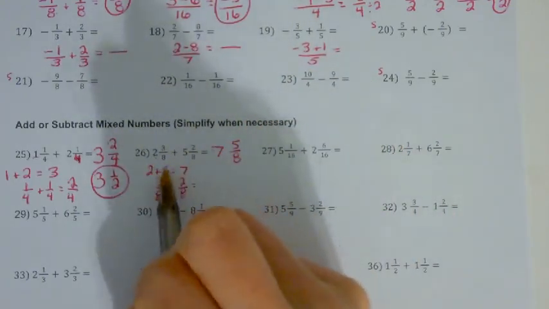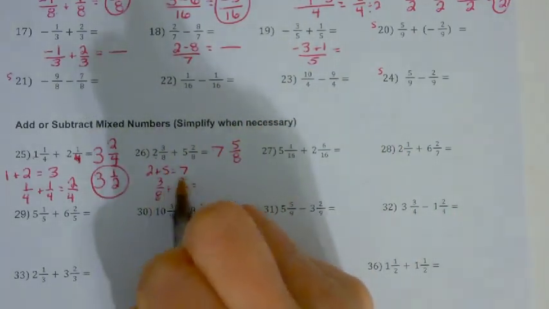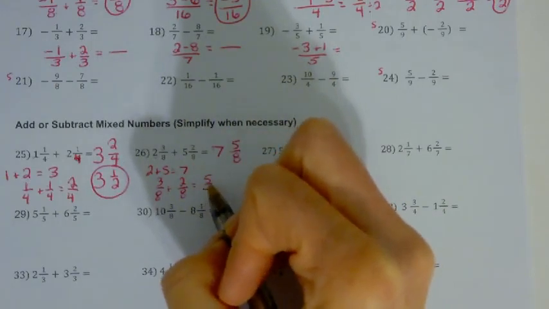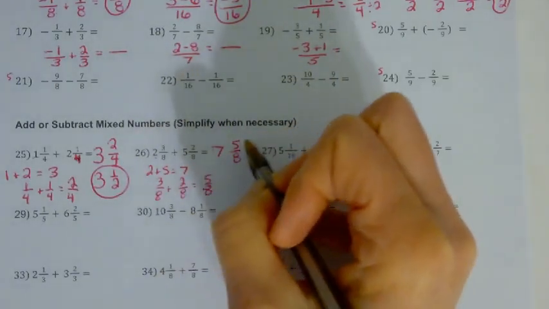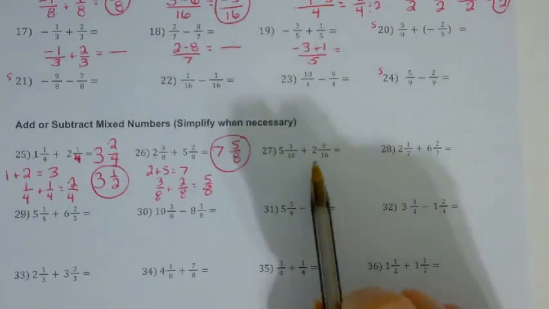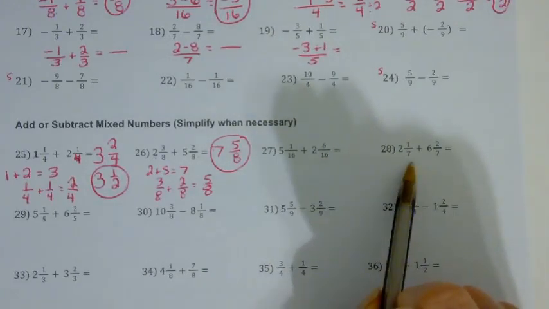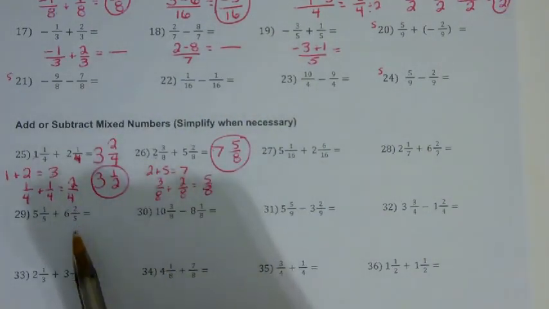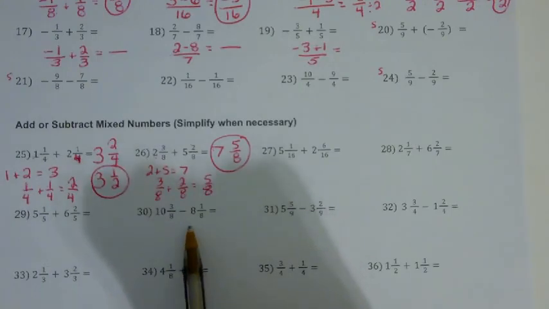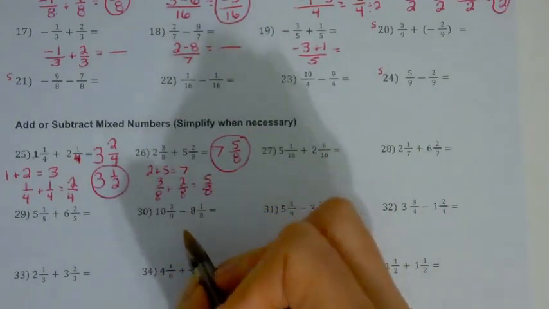And then the 3/8 plus the 2/8 is 5/8. And then you just put these two together, 7 and 5/8. So let's see, you should be able to do this one, this one, this one. I'll do a subtraction. So this is 10 and 3/8 minus 8 and 1/8.